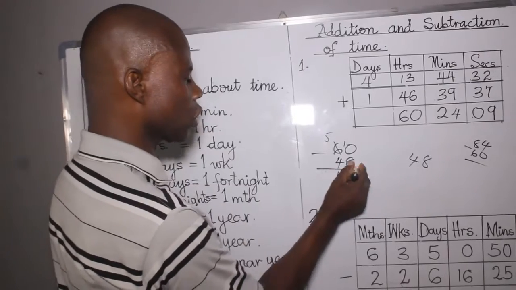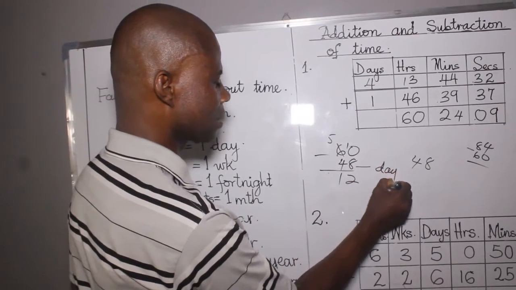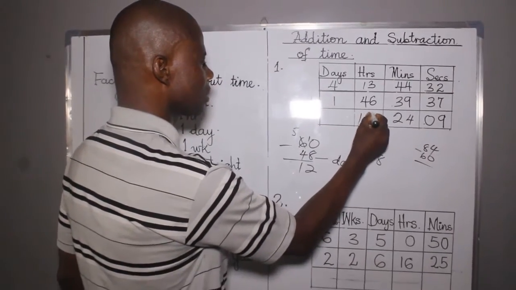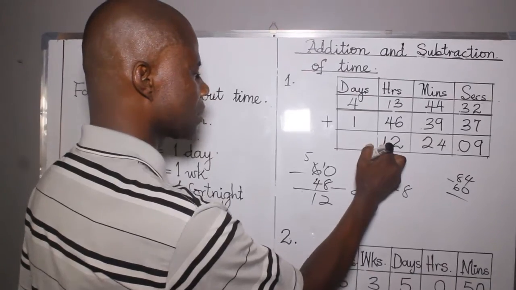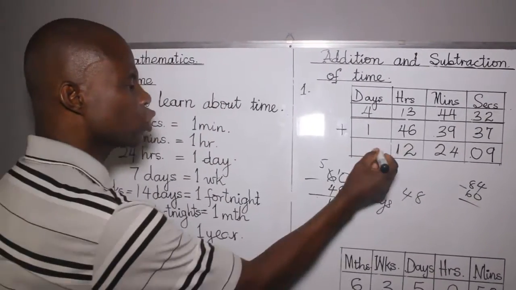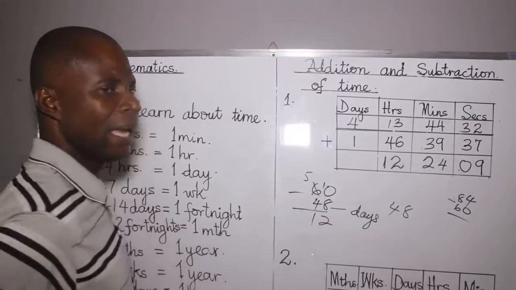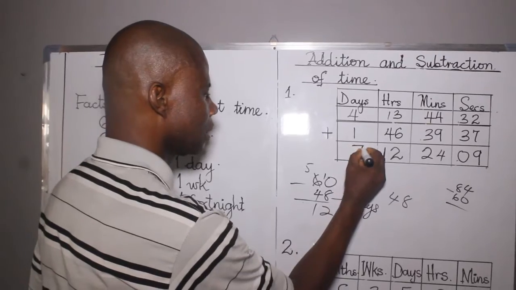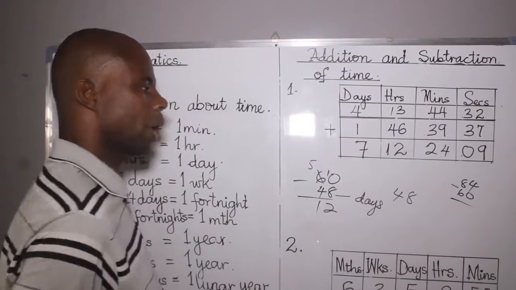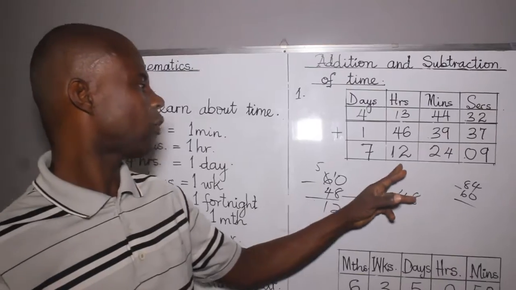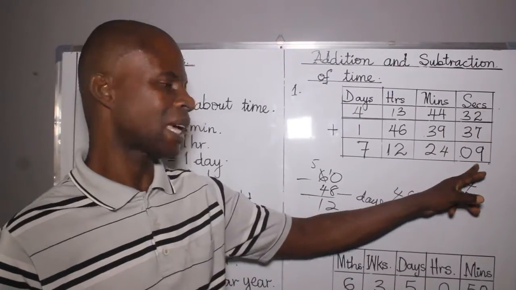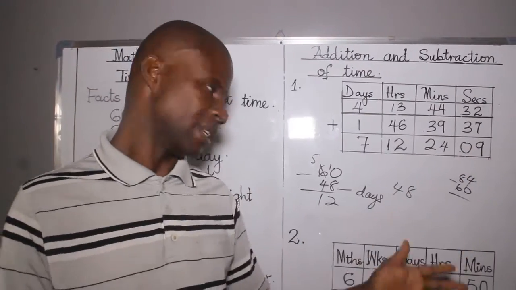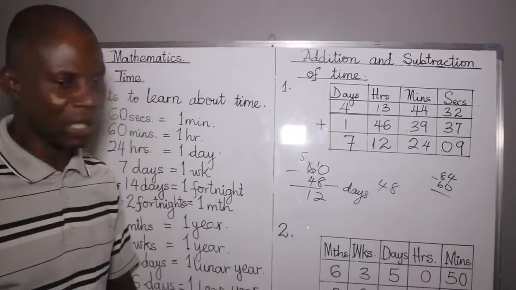So we make 2 solid what? Days. We made from this. And we'll be left with 12 hours. Now we've made 2 days from this, we add it to this. And the 2 added to this is going to give us 6. Plus this will give us 7. And therefore, we have 7 days, 12 hours, 24 minutes, and 9 seconds. And same thing, we can write 9 without this 0. It's still correct.